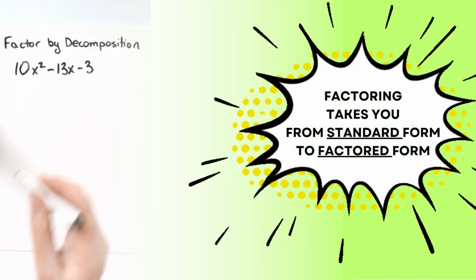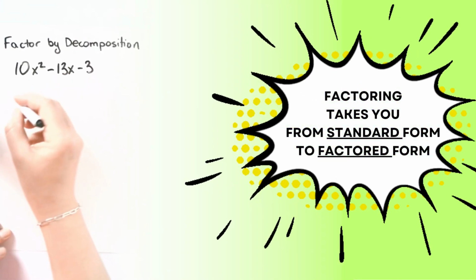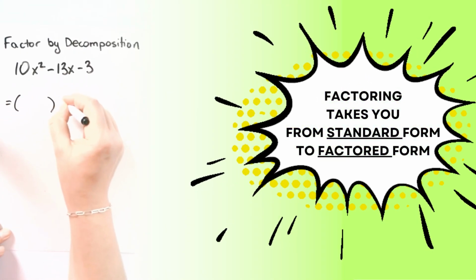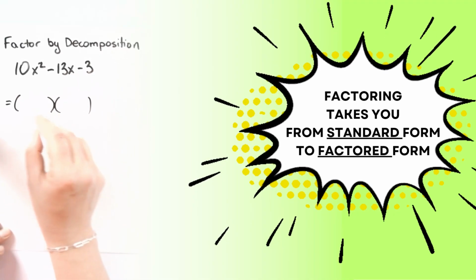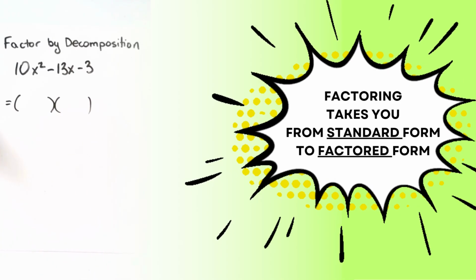So again, factoring takes us from standard form to factored form, which kind of looks like this, where I know I'm going to have an x plus or minus something with a coefficient maybe in front of both of the x's and maybe not. So when we're factoring by decomposition, we want to break apart or decompose this middle value into two terms that add up to this middle term. And this is how you find them.